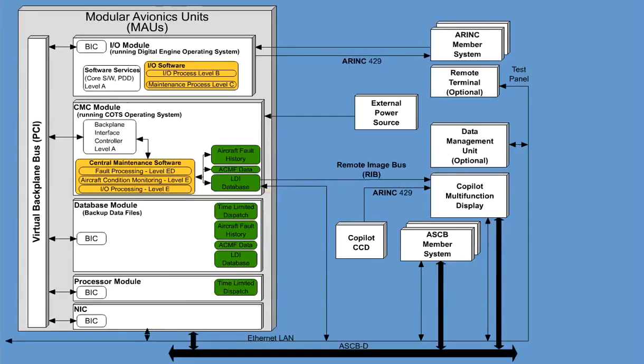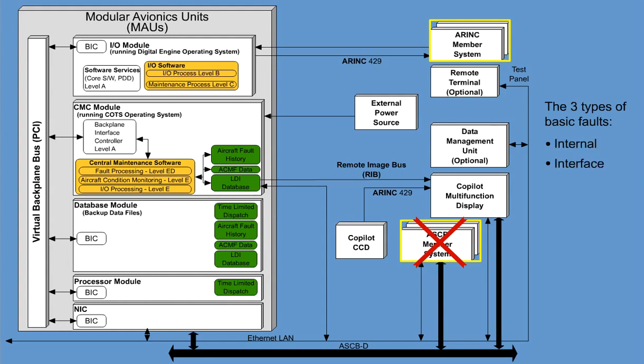Member System Faults. The term member system refers to any system installed on the aircraft that complies with the CMC interface requirements and that implements the features of the CMC. The member systems provide fault reports to the CMC, which indicate a malfunction of a part of a system. The CMC will display faults based on three types: internal, interface, and probe sensor.